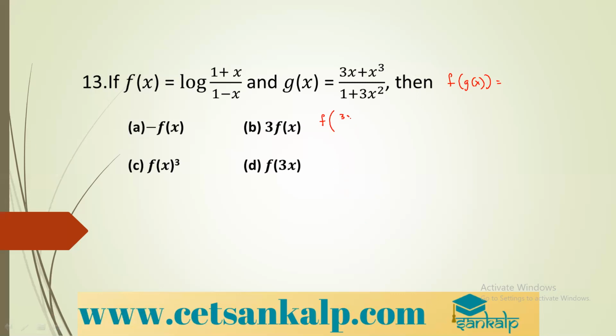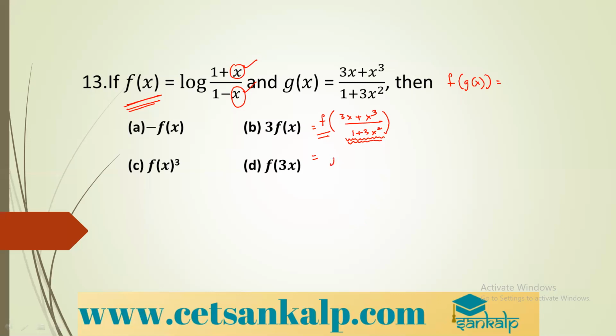What is g of x? 3x plus x cube by 1 plus 3x square. In the next step, in the function itself, I will substitute 3x plus x cube by 1 plus 3x square in place of f. See the f function, because we are dealing with f function. In the f function, you will substitute 3x plus x cube by 1 plus 3x square wherever x is there.